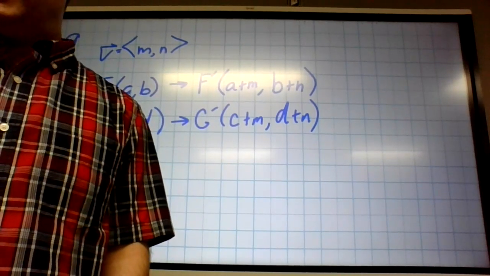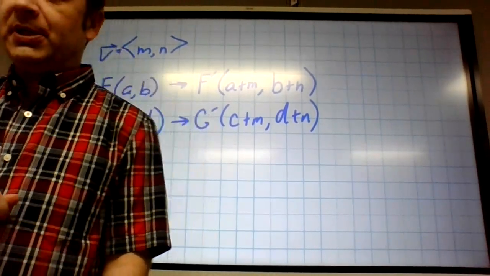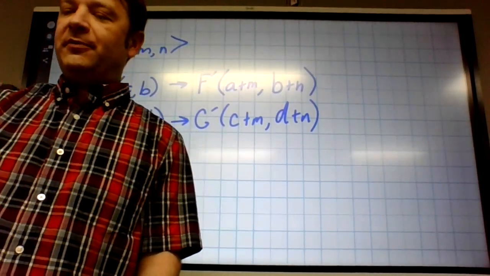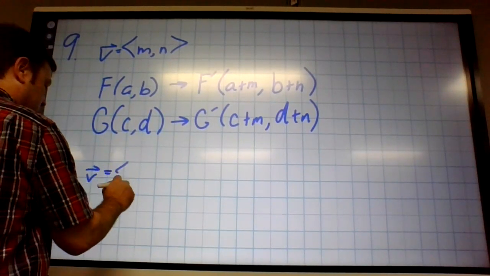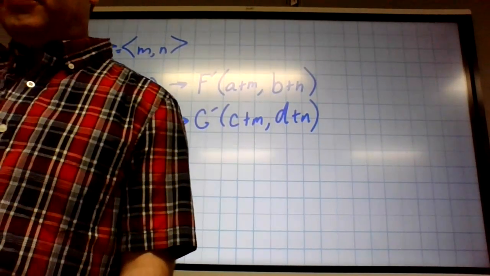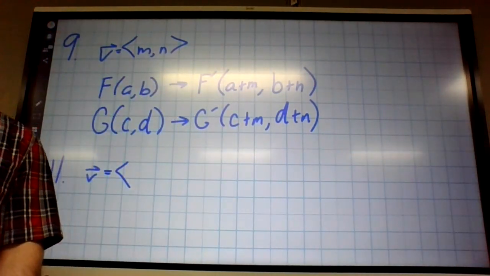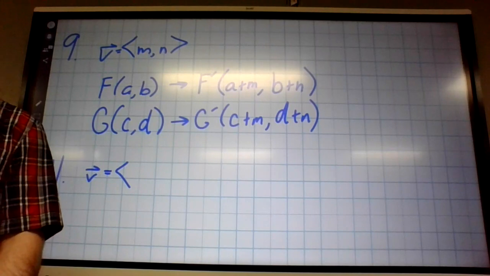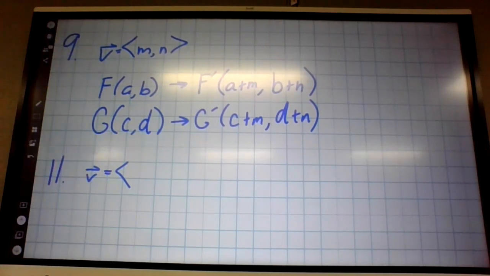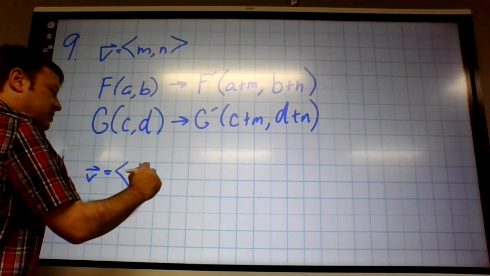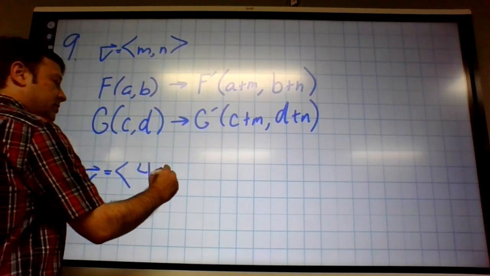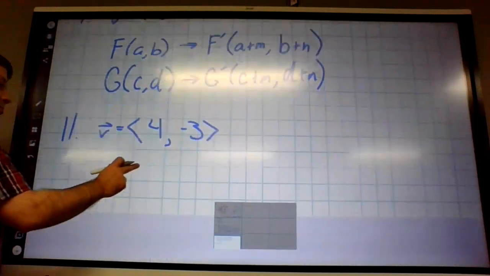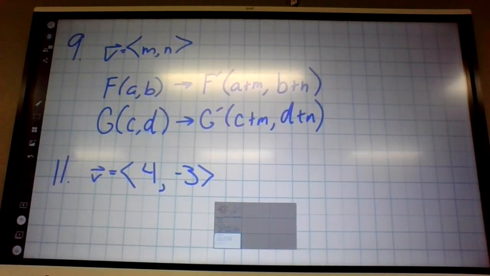Okay, on number 11, we're supposed to say what the vector would be to get from point P, 6, 2 to point P prime, 10, negative 1. How do you get from 6 to 10? 4. So it must be going 4 in the x direction, and then how do we get from 2 to negative 1? Minus 3. Yeah, down 3, so negative 3, that's it.